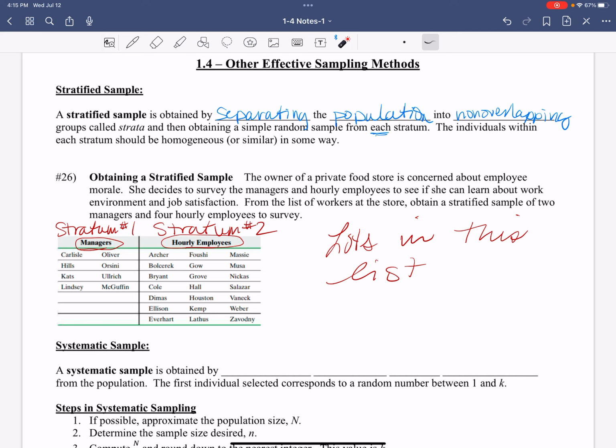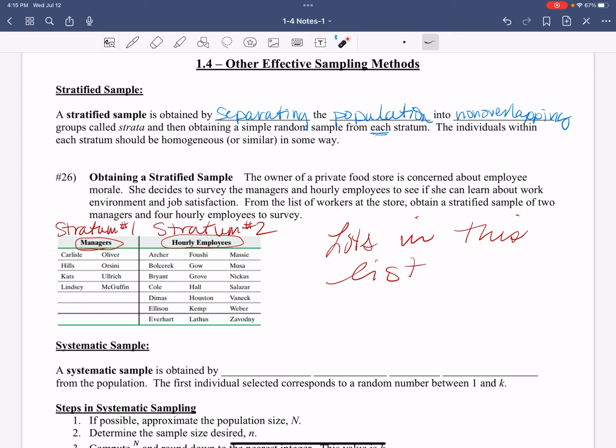In your homework, it's multiple choice, and they're going to give you some choices, and you just say yes or no. So you could go with Carlisle and Oliver and these top 4: Archer, Fauci, Massey, and Bolsarek. Wow. That's really testing my skills. And then you could even go with Carlisle and Hills. You could go with Carlisle and Lindsay. I mean, any 2 out of this group and any 4 out of this group. So there are lots and lots and lots of possibilities there.